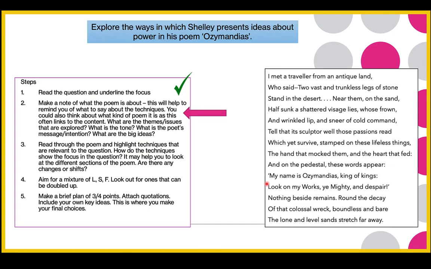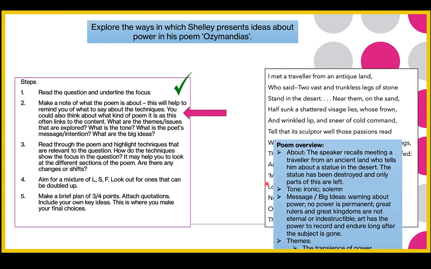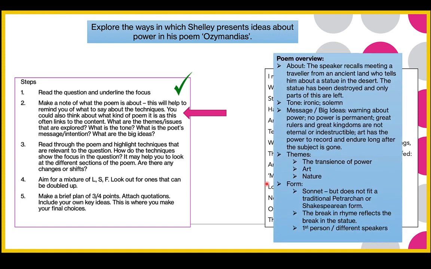Okay, so we've read the question, we've underlined the focus, and now we're going to be thinking of what the poem is about. So for you, you'll very, very quickly be jotting down next to the poem on a piece of paper everything that you can recall about the poem. And this is my example, okay? So you don't obviously have to write it in full sentences. I've tried to make it so that you will understand my thought process, but for you, you can just make brief notes, bullet points, spider diagrams, however you choose to do it.